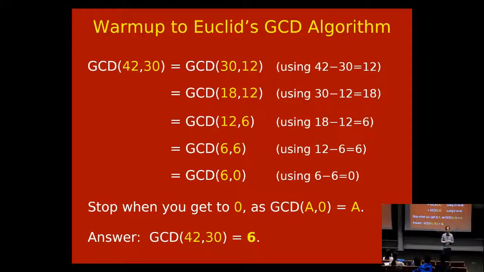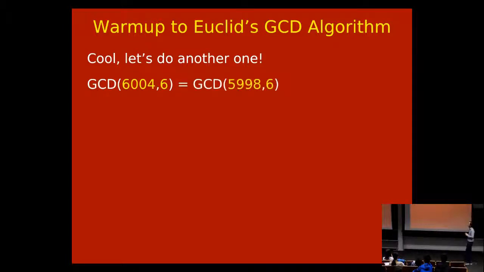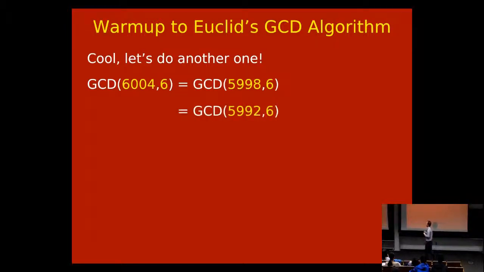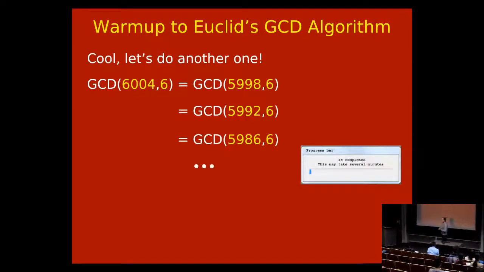Any questions about that? OK, so that's good. This is an algorithm for computing the GCD. It works pretty well if the numbers are small, but let's try another example. Let's do the GCD of 6,004 and 6. Actually, these numbers are not so big either. So I'll subtract 6 and get 5998 and 6. And I'll subtract 6 again and get the GCD of 5992 and 6, then 5986 and 6. This is going to go on for a little while.